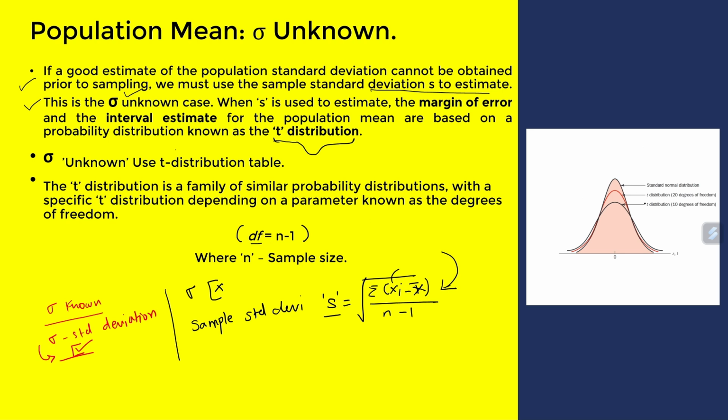As in this diagram, we can see this is 10 degrees of freedom, this is 20, meaning that the sample size is 11 in one case, and in the other case the sample size is 21 for 20 degrees of freedom. Moving on.